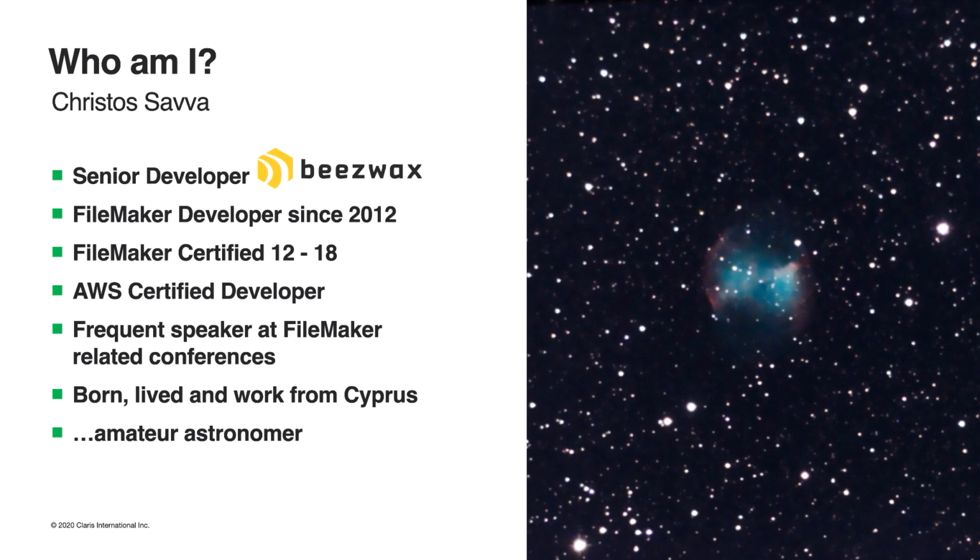Before moving into the world of FileMaker, I was an auditor and consultant at Deloitte. I'm a native Greek speaker, so please excuse my accent. Actually, I was born and raised on the sunny island of Cyprus in the Eastern Mediterranean Sea, where I currently work from and live with my wife and our dog. In my spare time, I'm an amateur astronomer and co-founder at Cyprus Astronomy Organization, a non-profit to promote astronomy on the island. And this is a recent picture that I took of the Dumbbell Nebula.